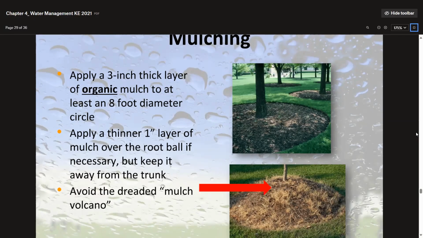And please do not create mulch volcanoes. They're horrible, and they will do just what we talked about. They will create moisture against the trunk and create rot, right? And fungus conditions. So no mulch volcanoes.